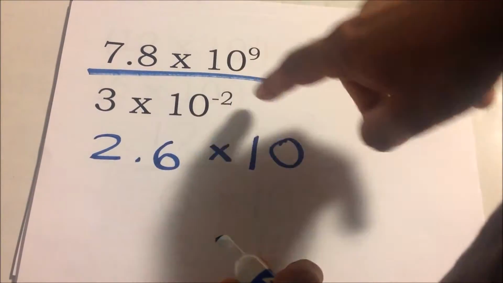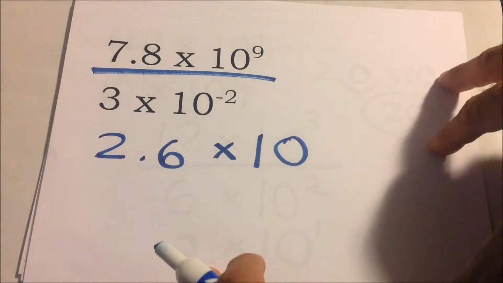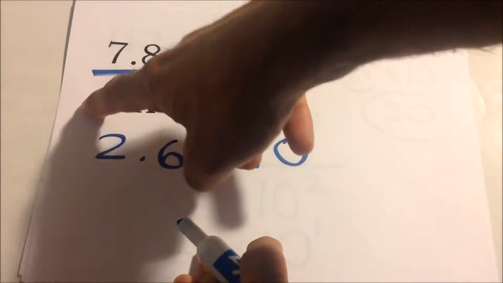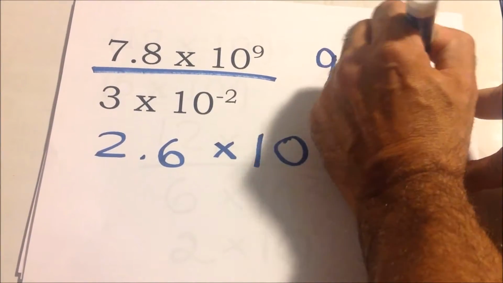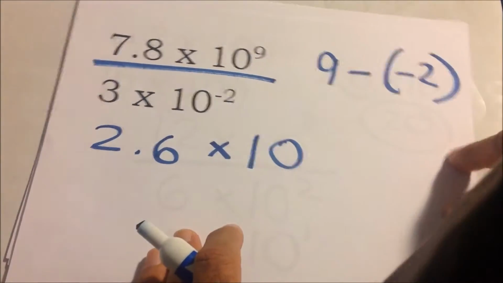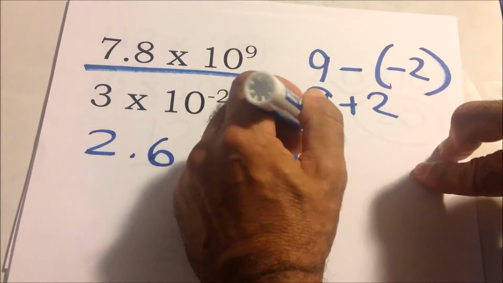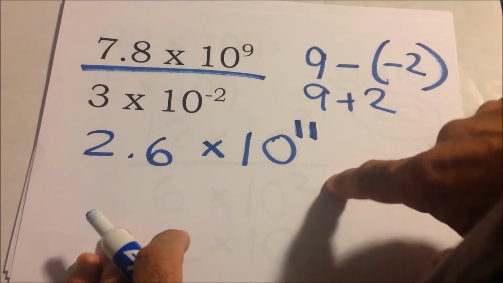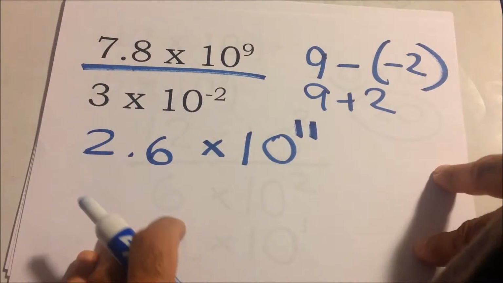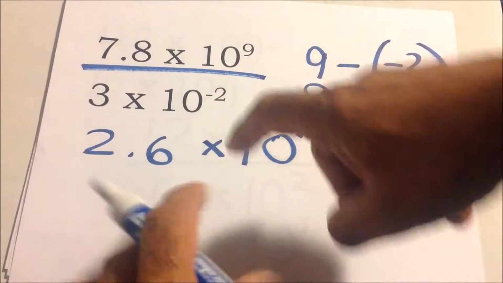And 9, now it's not 9 minus 2. This is a common mistake. Remember in division, it's subtraction. So it's 9 minus minus 2. And you remember the laws, keep change. That turns into 9 plus 2. So this will be 2.6 times 10 to the 11th power when you divide that. That's a negative 2. Remember, 9 minus minus 2.